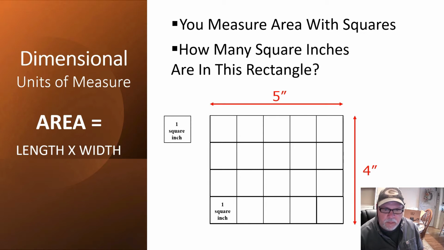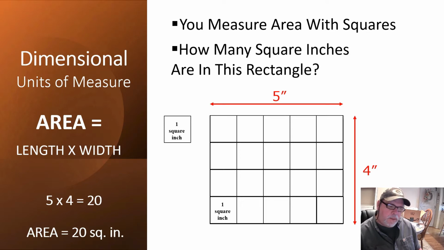If you counted them, there are 20 1-inch squares. So 5 times 4 equals 20. So the area equals 20 square inches. So when you calculate the measurement of an area, that's how you present the measurement in square inches, square feet, square yards.